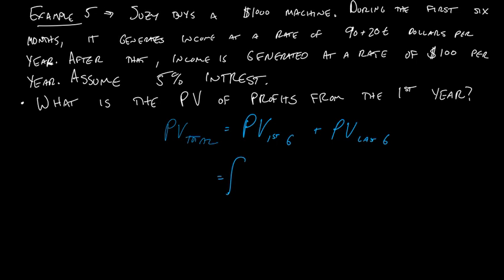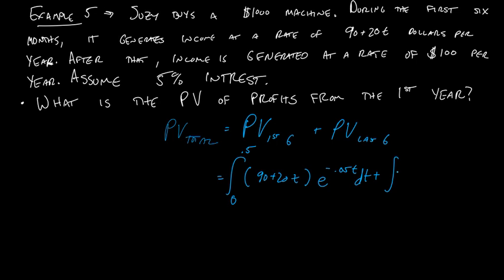Now, this is going to be equal to some integrals, right? We're going to be using our Formula 1 here, and so it's going to be equal to the integral from 0, but not to 6. T has to be in years, so it's the integral from 0 to 0.5. And the income stream for the first half year is 90 plus 20t. Then it's e to the negative 0.05t dt.